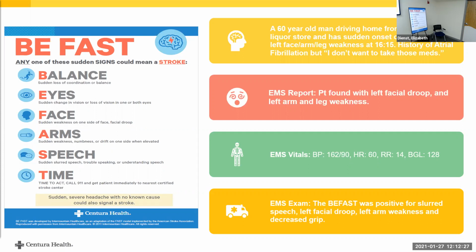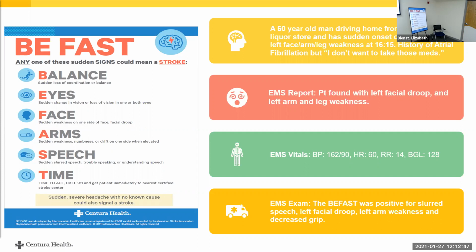and he has a history of atrial fibrillation, which is that irregular heartbeat that some people can go in and out of. Atrial fib people are hugely high risk for having a stroke, especially when they are not on anticoagulant therapy. This person didn't want to take his anticoagulants.